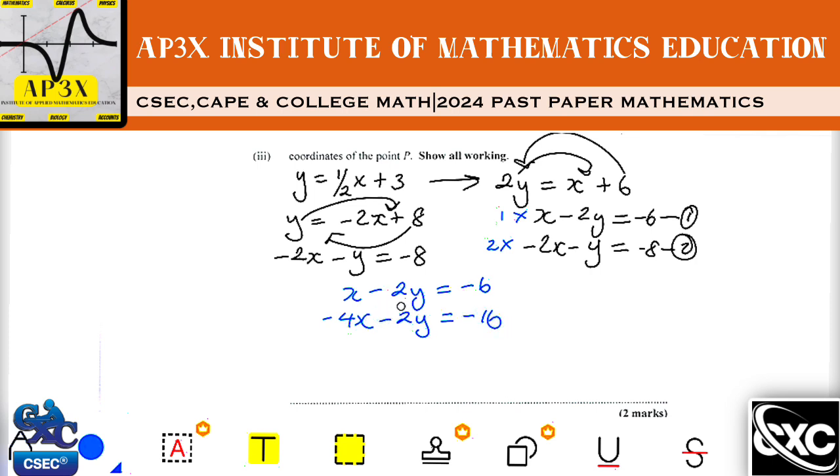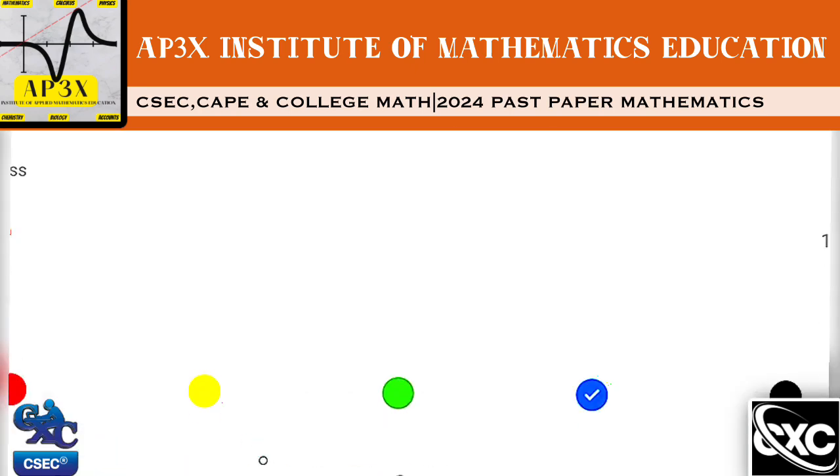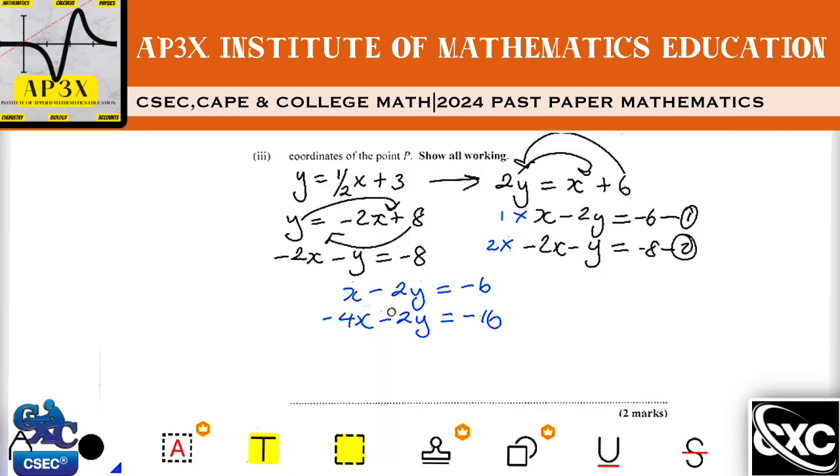Now, since the terms in the middle have the same signs, I'm going to subtract to eliminate. So I'm going to subtract here, and subtract here. So 1 take away negative 4, that's going to give us 5x. And of course, these two are going to cancel. And then negative 6 take away negative 16, that's going to be equal to positive 10. All right, negative 6 plus 16, that's positive 10.